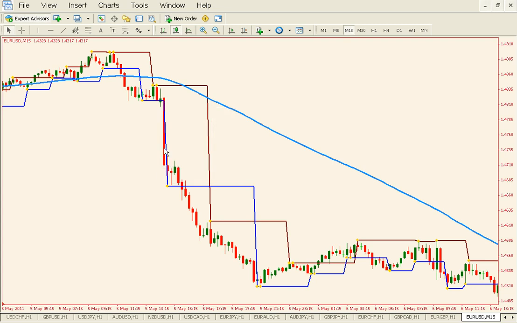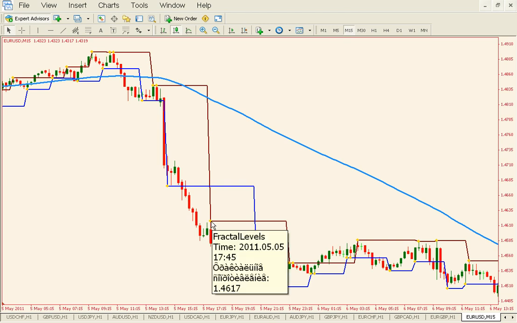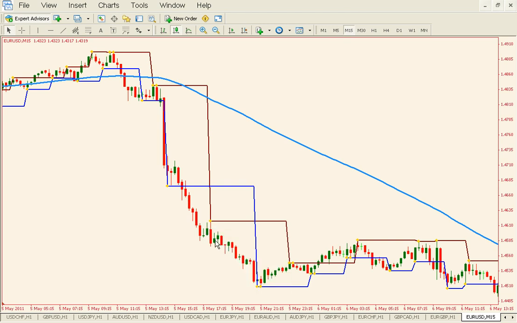But it opened up and ran some more, so it made another fractal low right here. It didn't make a fractal high, but it came down and now it made a fractal high right here. You see this fractal high, but it doesn't make it till this bar here. When it made it, it makes it after this bar, so you get it right here. This is where you would have got out. But you see that it's still going lower, so you don't get out.